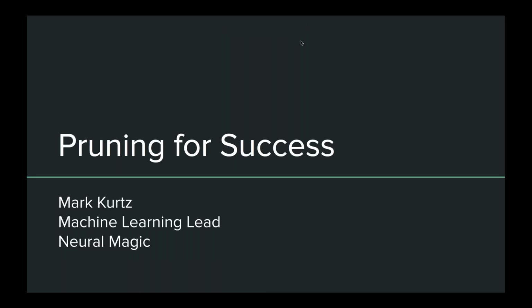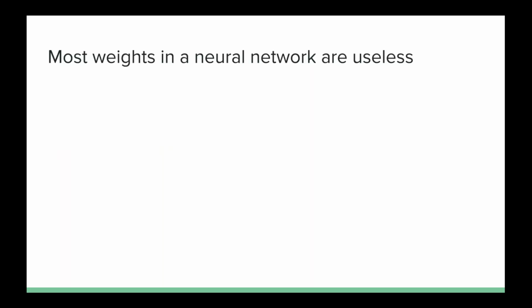I'm the machine learning lead here at Neural Magic, where we work on improving inference speed for deep learning models, as well as reducing your cost for running those. And today I'm going to be going through pruning for success. So what do I mean by this? I mean coming in and being able to edit your model so that you can deploy it cheaper in production, as well as to deploy it more performantly.